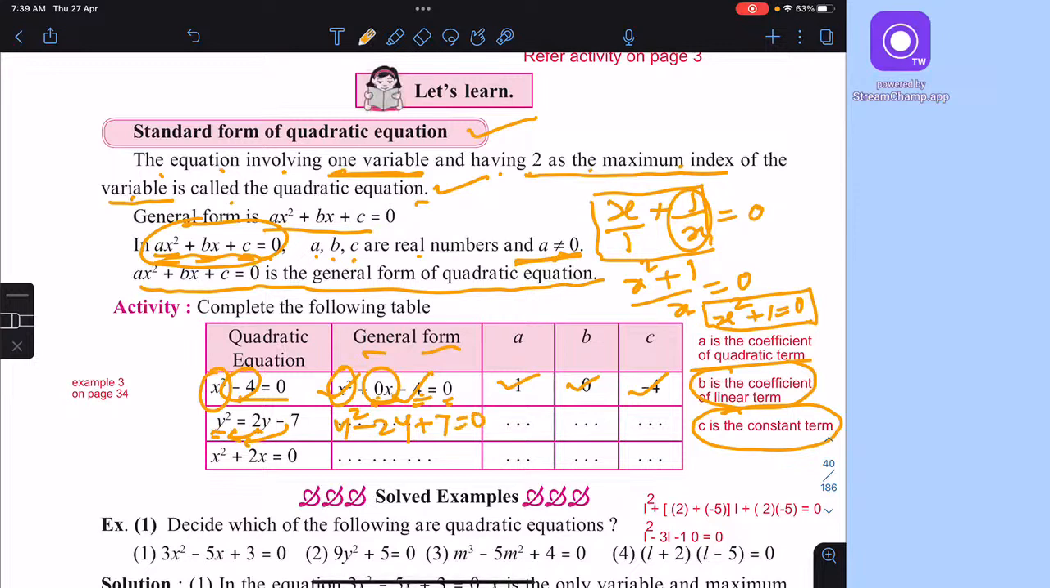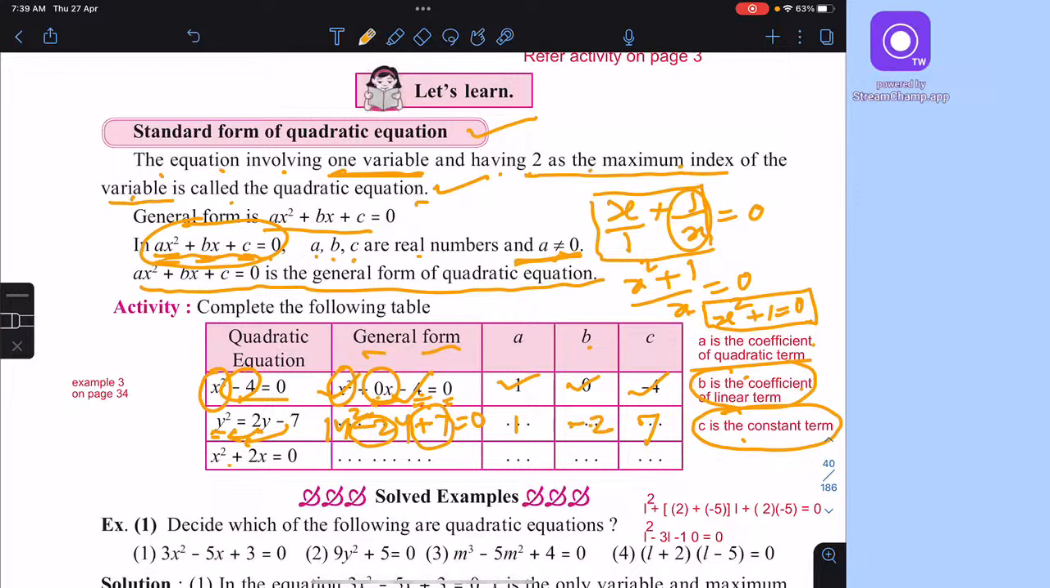It is of the type ax² + bx + c = 0. Instead of x, we are having y. So a means the coefficient of the quadratic term. Here y² means 1y². So a is equal to 1. B is what? B is the coefficient of the linear term. Here what is the value of b we want? So it is -2. B is -2. And c is what? C is the constant term. So here the constant term is 7.